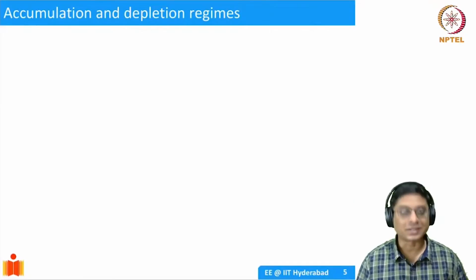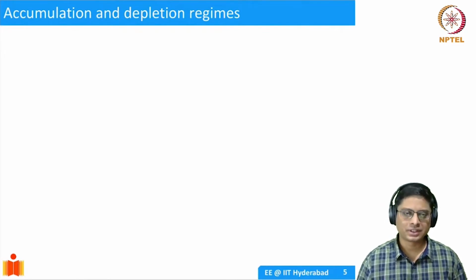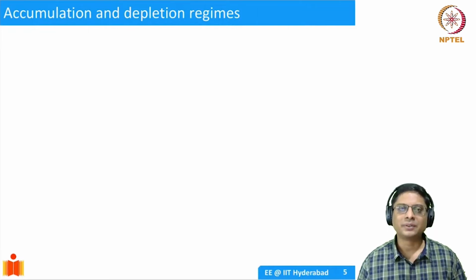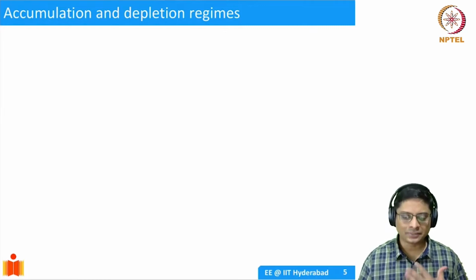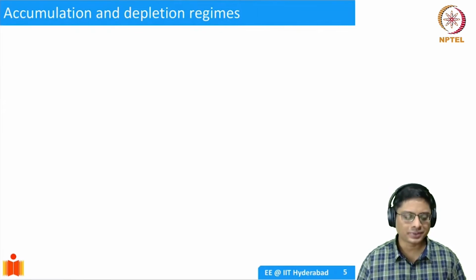Hello, welcome back. In the last lecture, we introduced the basic structure of a MOS capacitor, and then we defined what is accumulation, what is depletion. Today, we would like to understand a little bit more about these depletion and accumulation regimes, and we will do that by drawing band diagrams. The band diagrams I'll be showing you today will be simplified band diagrams. We will actually draw the complete band diagram next week.